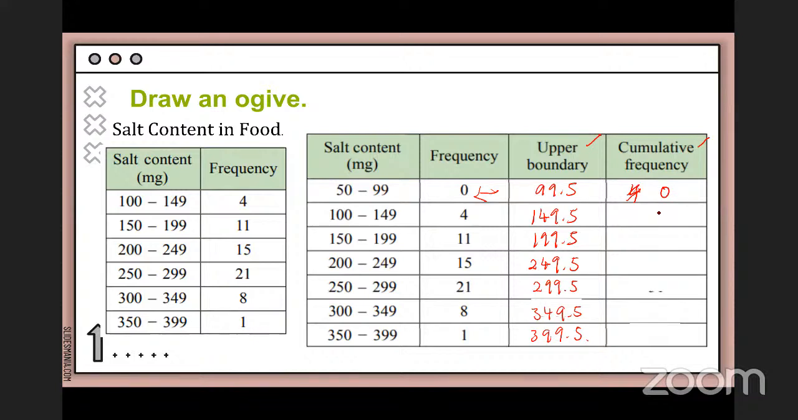Is it 4? Yeah, this is 4. And the third one? Yeah, 15. And then it's 30. Yeah, you are right. It's 30 and 51. 51 and 59. 59 and 50. Yeah, you're right. So this will be the upper boundary and the cumulative frequency. Okay. All right, and now we're going to draw an ogive, and I will show you guys how to draw an ogive. Wait a minute.